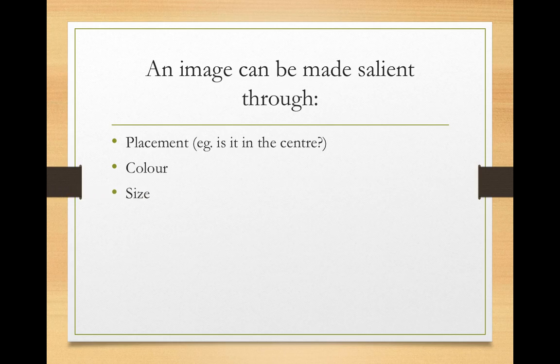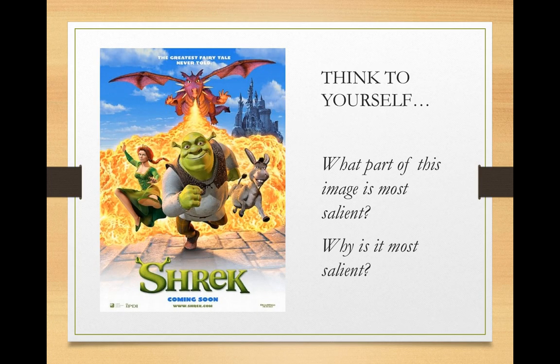Is it the size of the salient image? So it might be really large compared to other parts of the image. Is it the focus? It might be in focus or out of focus. Is it distant from other sections of the image? Or is it a combination of all of these things that make it the main part of the image? So if we think to ourselves, what part of this image is most salient and why, we can immediately see that Shrek is the most salient part of this image.